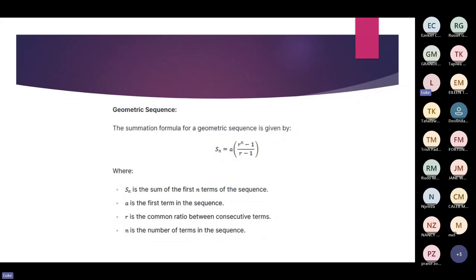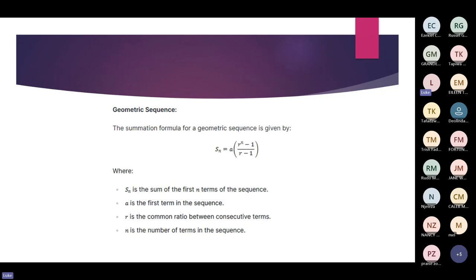Then in those big brackets, R to the power n minus 1 over R minus 1, where Sn is the sum of the first n terms of the sequence. A is the first term in the sequence, R is the common ratio between consecutive terms, and n is the number of terms in the sequence.